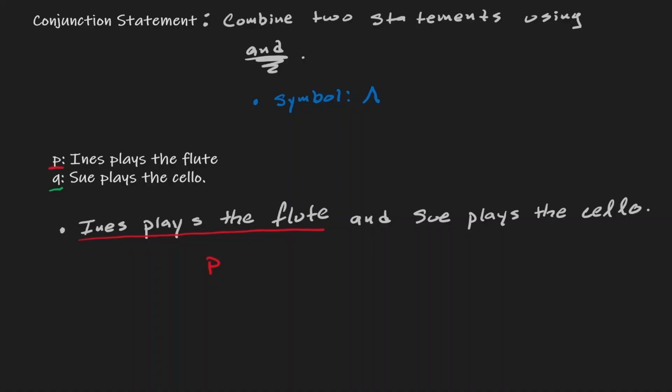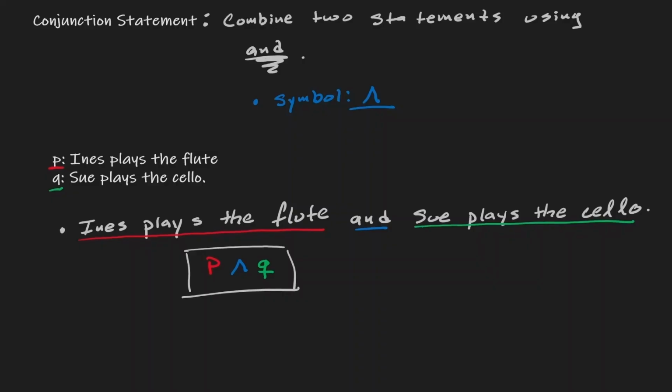The word and, we can use this placeholder, upper arrow, and Q represents the statement Sue plays the cello. So now what we have here is a symbolic way of representing the statement Inez plays the flute and Sue plays the cello. And we need to get comfortable with this.